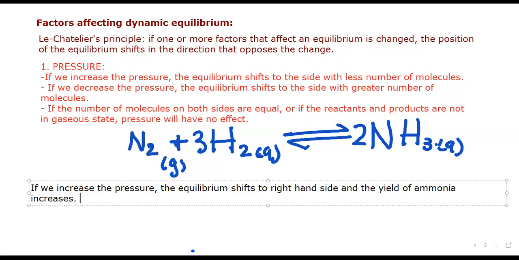This is what Le Chatelier was saying: that if we change these factors, the position of the equilibrium shifts in the direction that opposes the change. So if the change is to increase the pressure, the equilibrium will shift in the direction that will decrease the pressure. This is Le Chatelier's principle. And this is the theory and the logic as to why this is actually happening, right?